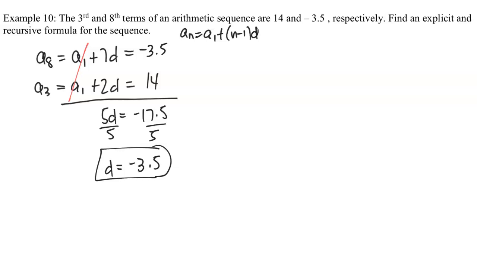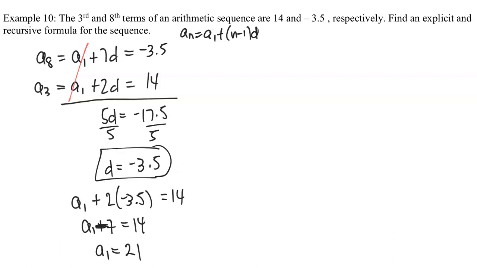Now, if I want the first term, I need to plug back into one of the original equations. I'm just going to go into the second one because the numbers are smaller there. So a1 plus 2 times my difference is going to equal 14. And so this is a1 plus 2 times negative 3.5, which is minus 7, is equal to 14. And so therefore a1 is equal to 21.